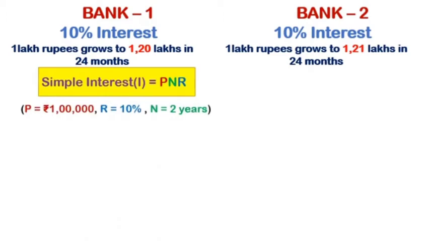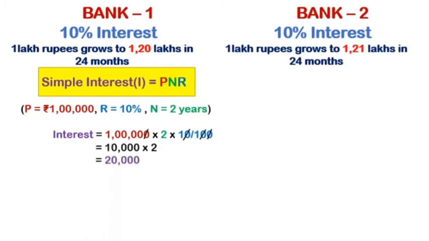Simple interest: I is equal to, we have the equation P into N into R by 100. First case, our principal amount is 1 lakh, rate of interest is 10% and number of years is 2 years. So we can substitute the values in the equation. Interest is equal to 1 lakh into 2 into 10 by 100. Two zeros can be cancelled from numerator and denominator. So your answer is 10,000 into 2, 20,000.